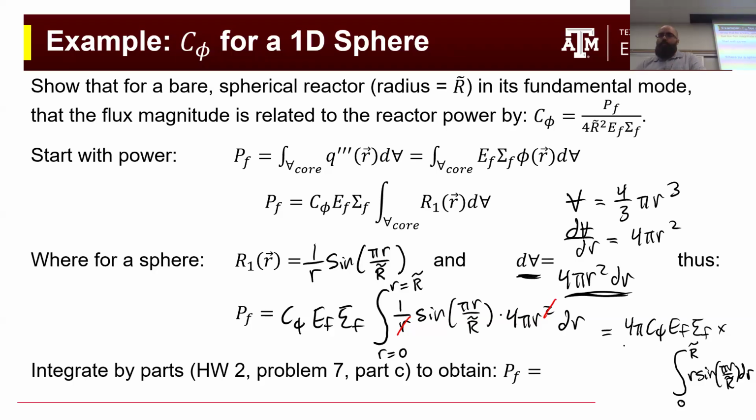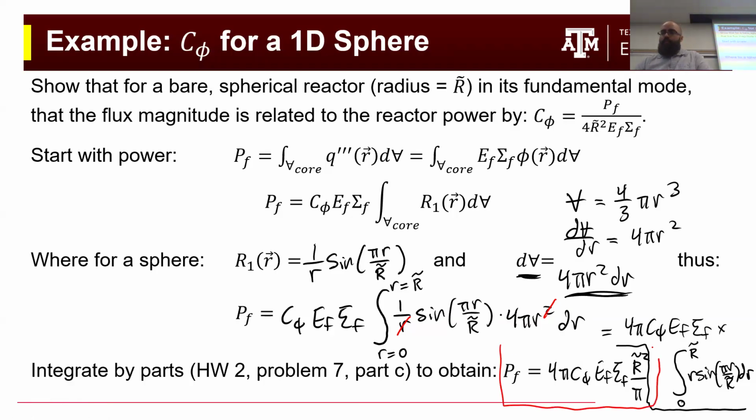And so that right there, if we were to carry out this integration, we should obtain the result for the fission power. If we carry through all of this and you do the integration right, you should get 4 pi times C phi times EF times sigma F, and then you get an extra factor of R tilde squared over pi. So if you go through that integration, that would be what you get for the power. It's going to look like this.